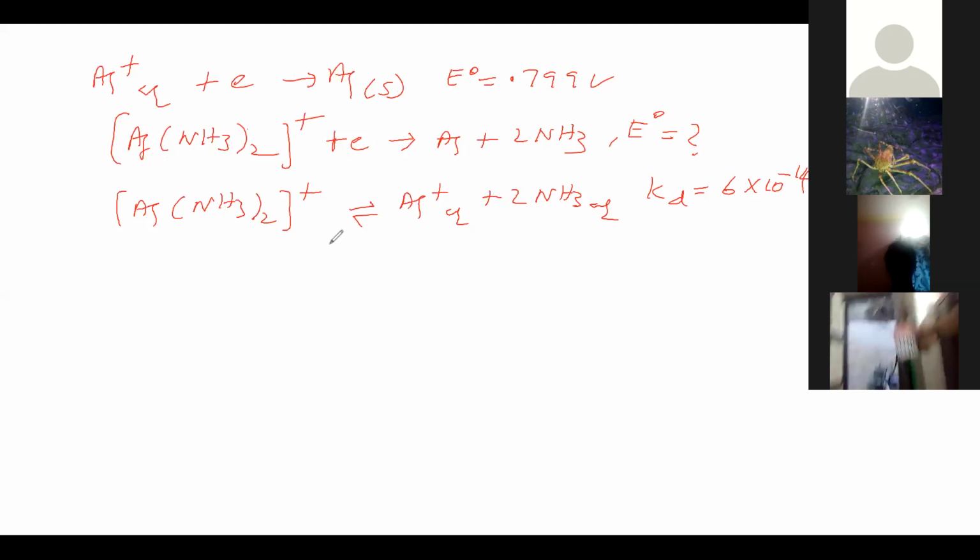Let's see, is there any relation among these three? Now see, here the electron is on the left side, so we can say it is a half reaction. Here also the electron is there, and here also the electron is there. Therefore, we can say it is a half reaction.